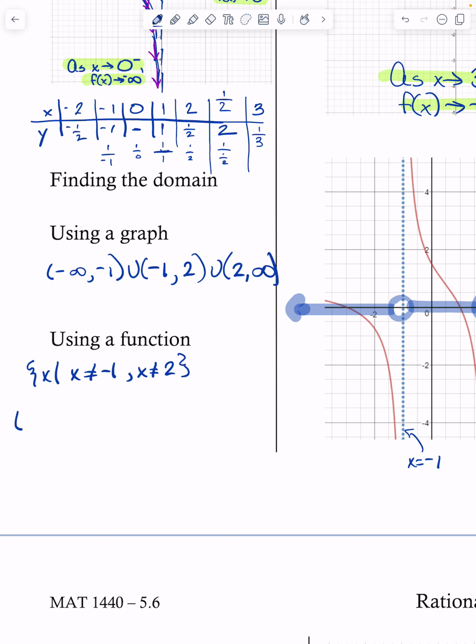In interval notation, negative infinity to negative 1, always smallest to largest when we are using interval notation. Negative 1 to 2, 2 to infinity. Everything in the domain except for a hole at negative 1 and a hole at 2.